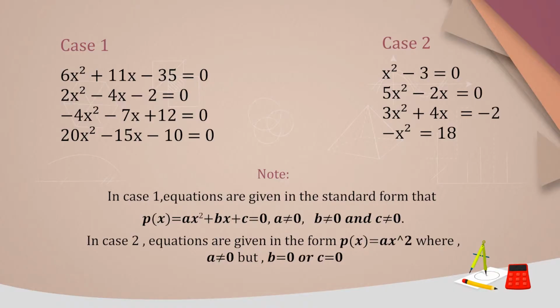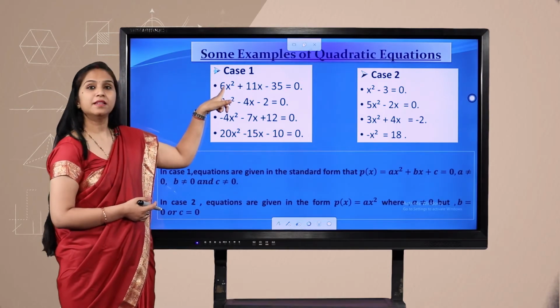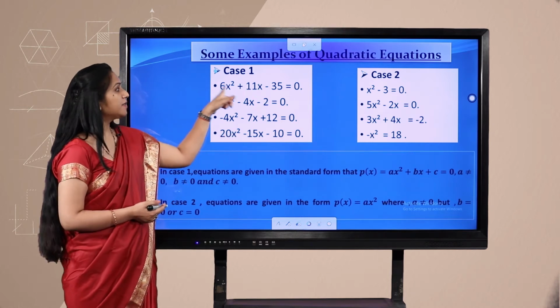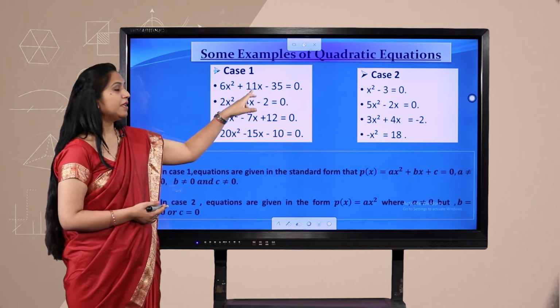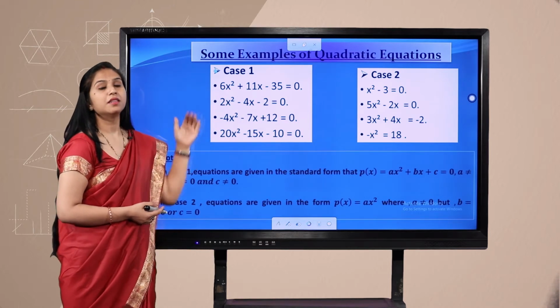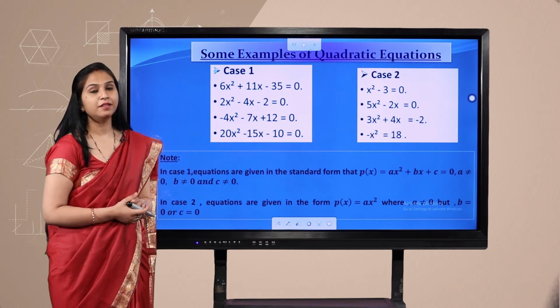Here are a few examples of quadratic equations. We have two cases here. Both are examples of quadratic equations. Children, in case 1, the examples which we have written here, a, b and c are not equal to 0, and these quadratic equations are already in their standard form.